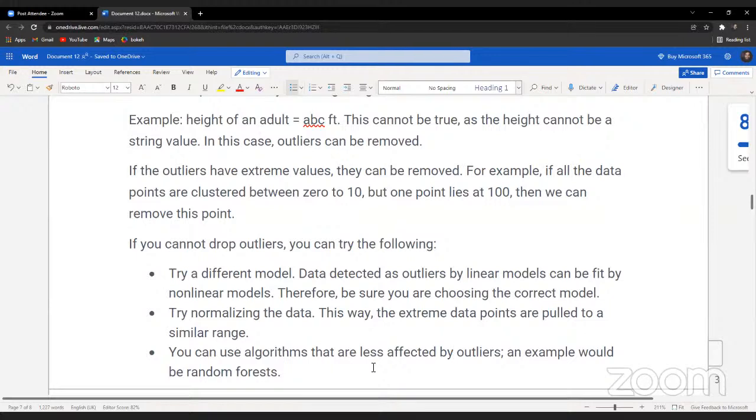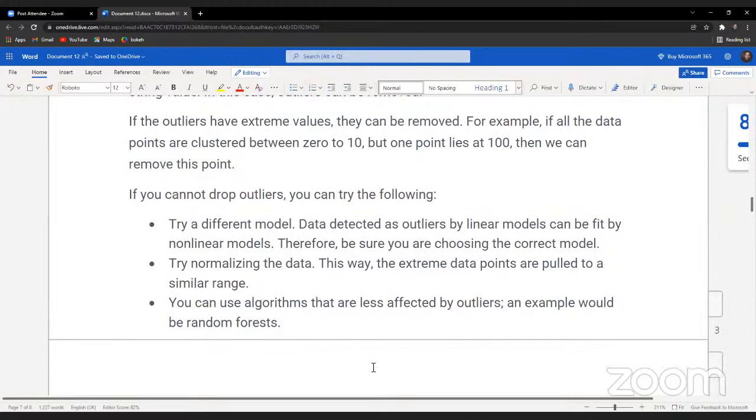You can use algorithms which are much less affected by outliers. An example would be a random forest. The random forest would be less affected by the outliers.